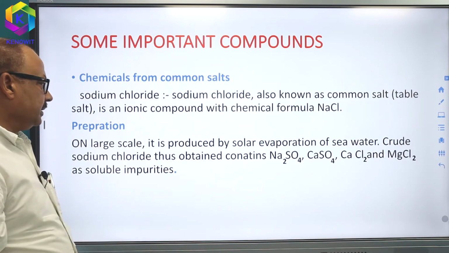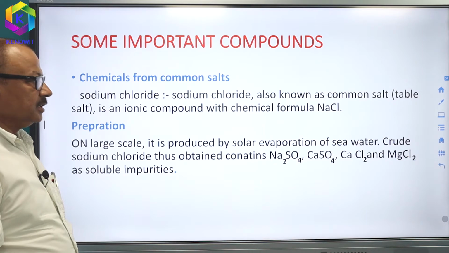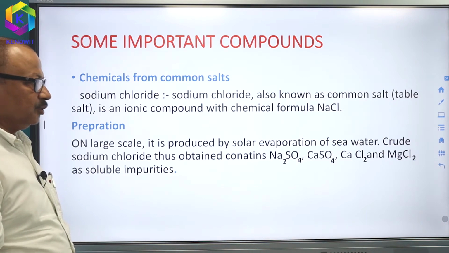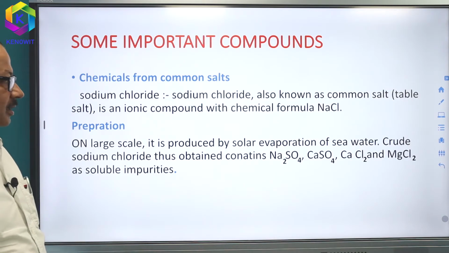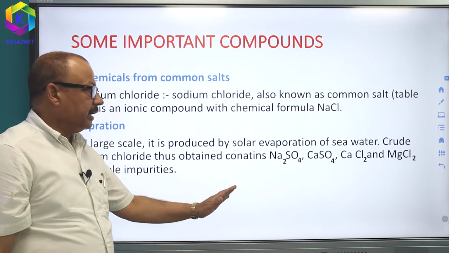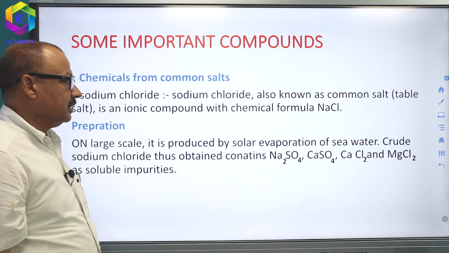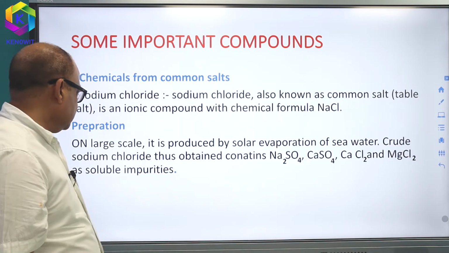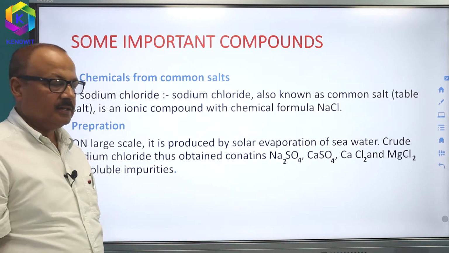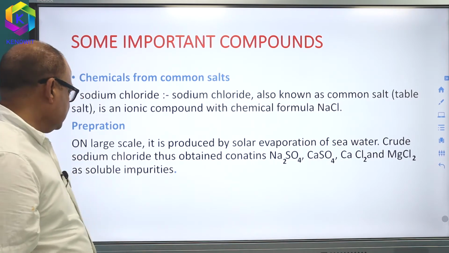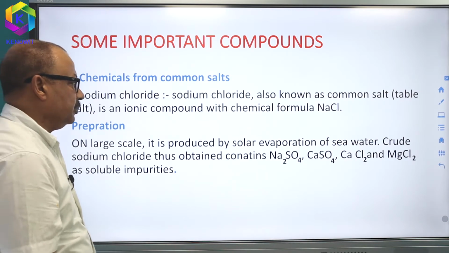Crude sodium chloride thus obtained contains sodium sulfate, calcium chloride and magnesium chloride as soluble impurities. Means sodium chloride has some impurities like sodium, calcium and magnesium salts. The sodium salt is sodium sulfate; calcium chloride and magnesium chloride are soluble impurities.